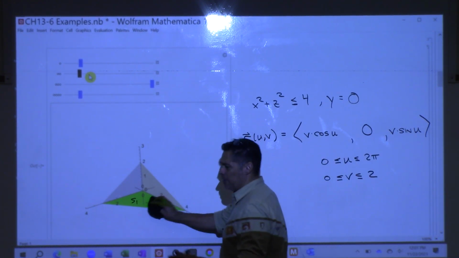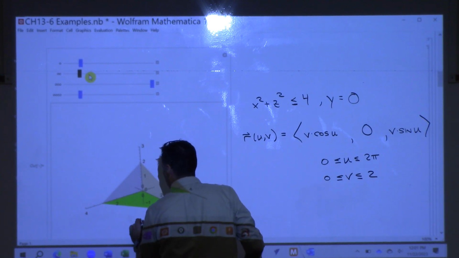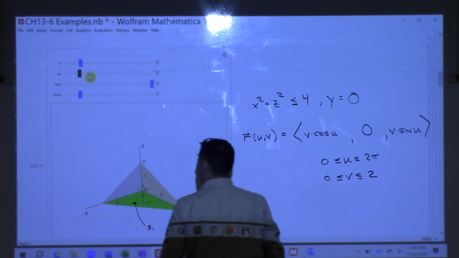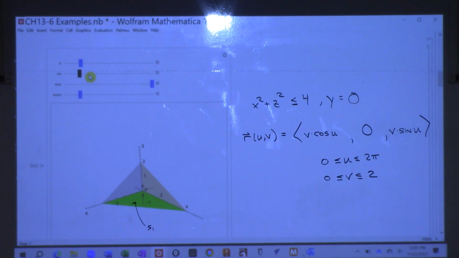Now, when you label it, if you're going to draw it on your paper, draw an arrow to the bottom of it. That way, it's a little easier to see. So S1, the ground. Surface 1. Okay, surface 1.